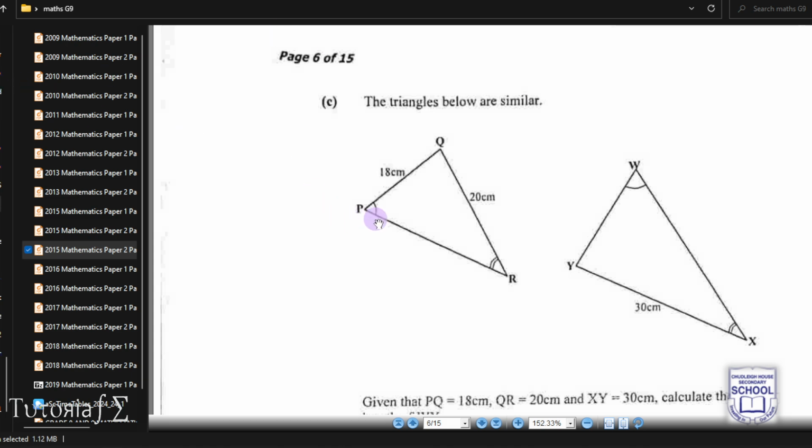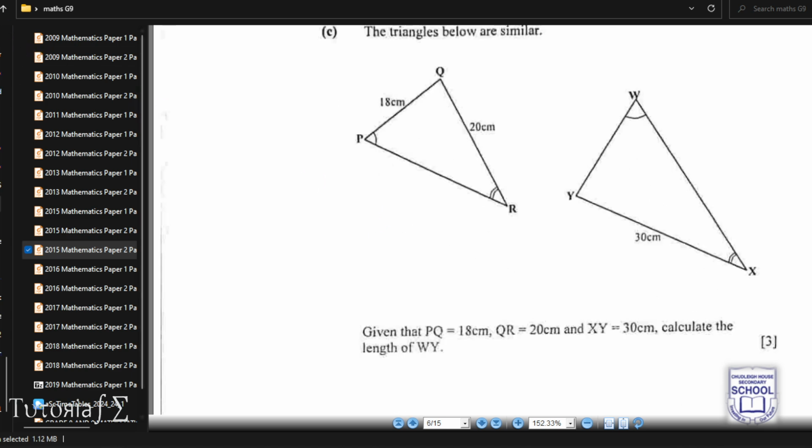All right, so let me just scroll up like that. Okay. So you will compare sides that are similar, given that PQ is 18, QR is 20, and XY is 30. Calculate the length of WY. So WY is this side here. You consider which sides are similar, and you pick one side that you already have a length of, and you use that to find the value of what you're looking for. Though the question is a bit tricky, you just need to identify sides that are similar, and you'll be able to work. So you do those ratios. So you just say maybe PQ equals whatever their length and QR equals whatever length, then you equate and you solve just as we did before.